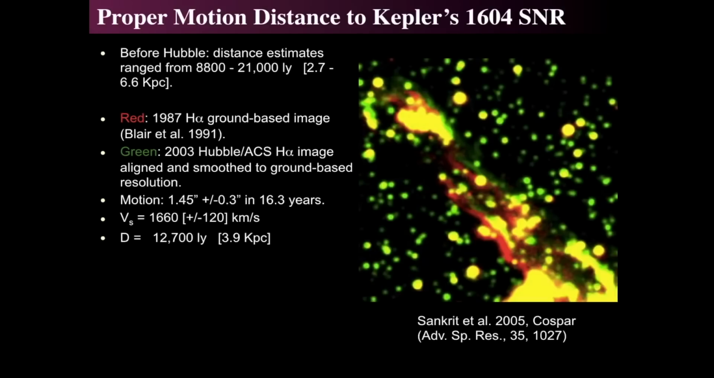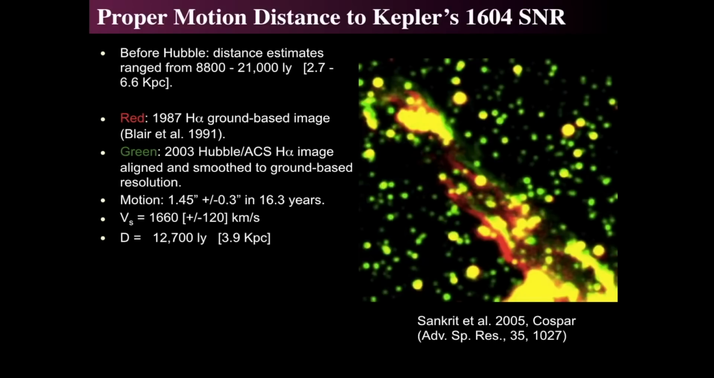And then that's how the distance can be found. And here's how the distance is found. We take two consecutive images spaced almost 20 years apart, and you can see that the actual shock wave has changed with time. So the green is from 2003 and the red is from 1987. And actually a ground-based image, that 1987 image was compared against the Hubble 2003 image, and it showed a proper motion of about 1.5 arc seconds in about 16 years.